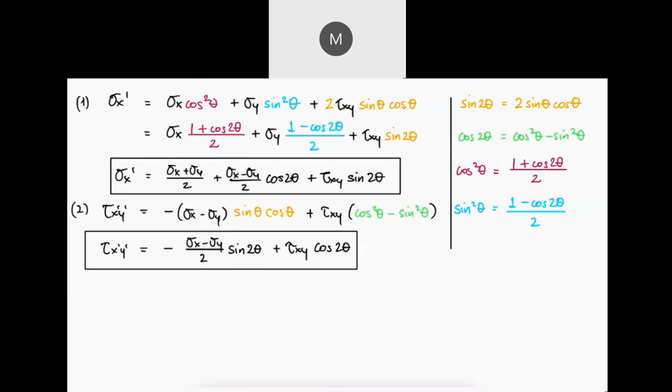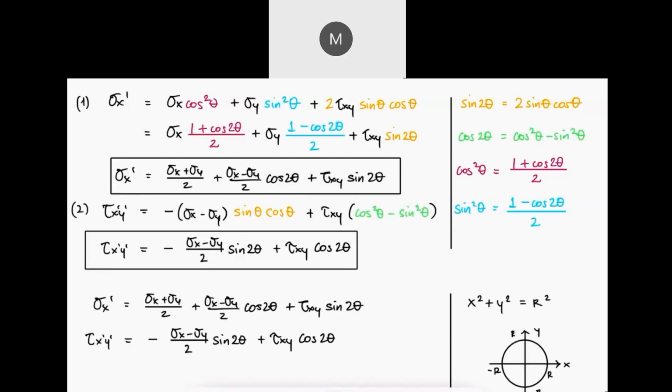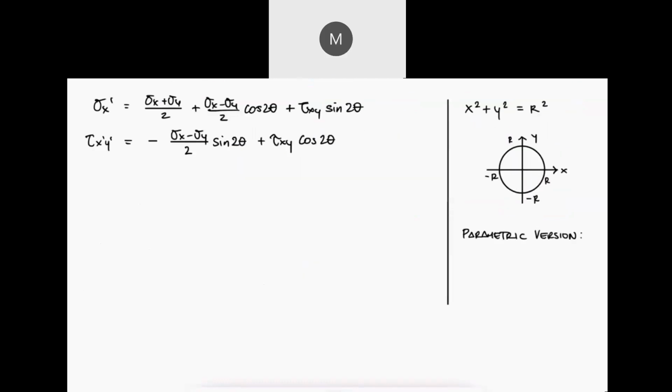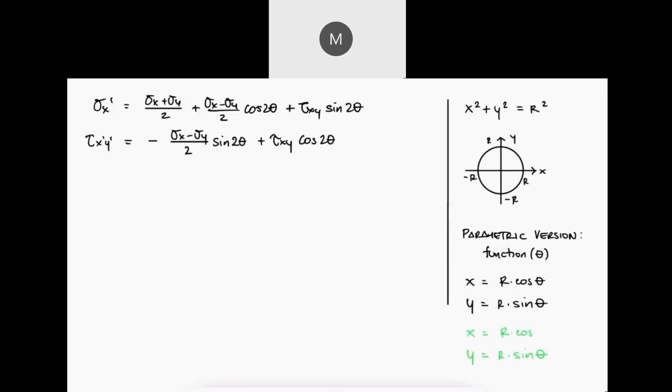Now, if you remember from simple algebra, the equation of a circle is x squared plus y squared equals r squared. The parametric equations of a circle, which are those that depend on a parameter, in this case the angle theta, would be x equal to r cosine of theta and y equal to r sine of theta. You can try it out with any value for theta, but for example, for theta equal to 0, x would be equal to r and y would be equal to 0.